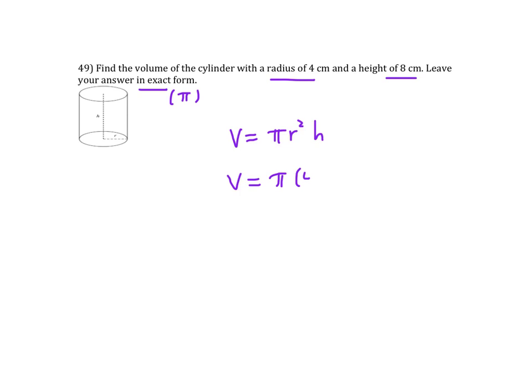So the radius is 4, so we'll do pi times 4 squared. The height is 8. So we have pi times 16 times 8. So your final answer after you do 16 times 8 should be 128 pi, and we need centimeters cubed.